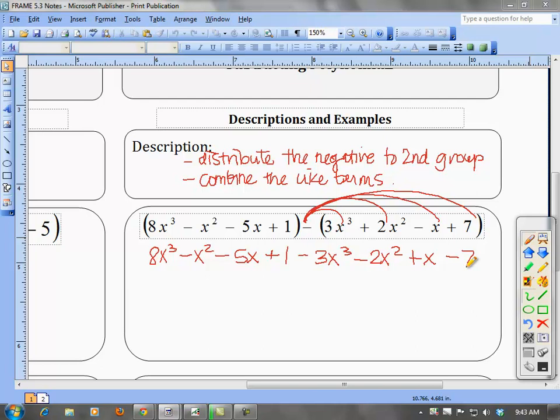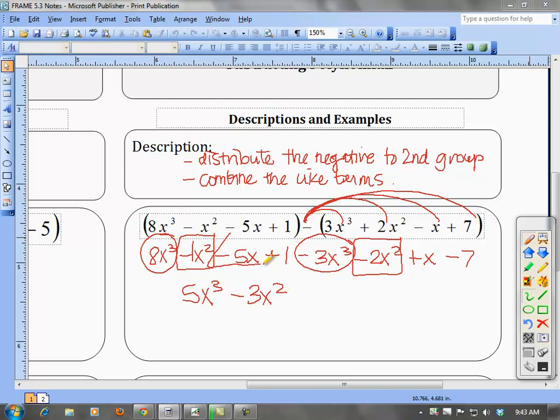Okay? Now I'm back to a question like the ones on the left-hand side, and I just start combining. Now again, I'm starting with the highest exponent. So I have an 8x cubed and a negative 3x cubed. So 8 minus 3 is 5 with an x cubed. Now I go x squared. I have a negative, and I'm going to put in the 1, negative 1x squared and negative 2x squared. So negative 1 plus a negative 2 is negative 3x squared.